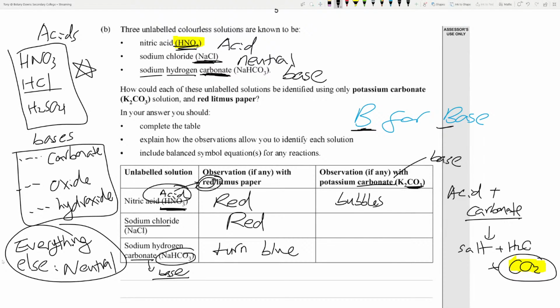you are going to see bubbles. Don't say formation of gas. How can you see formation of gas? You can only see bubbles. All right. And then this one, NaCl is neutral. It doesn't do anything, so no reaction. And then NaHCO3, this is a base. Base doesn't react with base, so this is no reaction as well. So this is how you can use these two different tests to distinguish what you actually have in this particular structure. Okay.